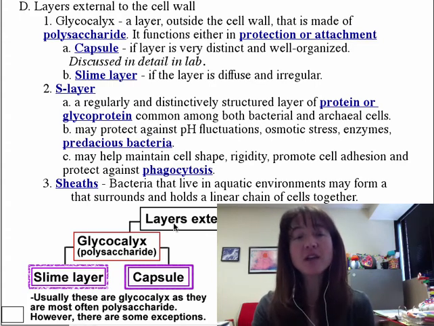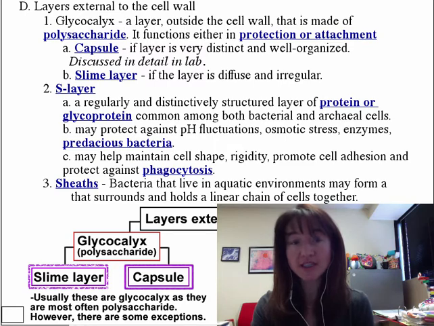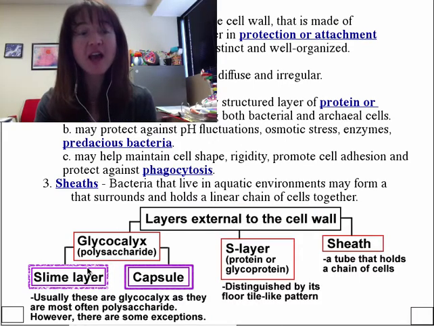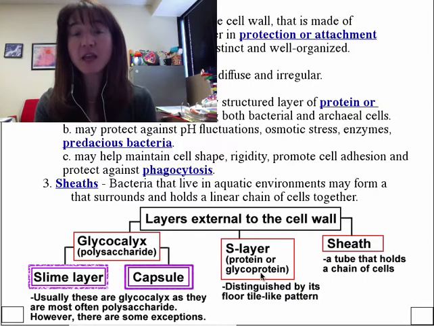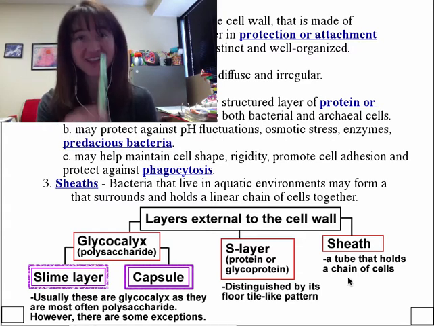Let's summarize down in the picture below. Broadly, there are several layers external to the cell wall. One type are the glycocalyces that are polysaccharide, either slime layers, which are diffuse, or capsules, which are very, very discrete and regular. S layers, made up of protein or glycoprotein, are distinguished by their floor tile-like pattern. And finally, sheaths are a tube that holds a chain of cells together and gives them advantages in that chain.